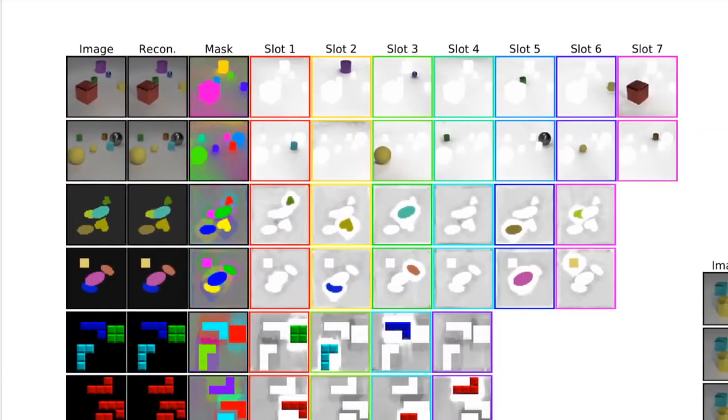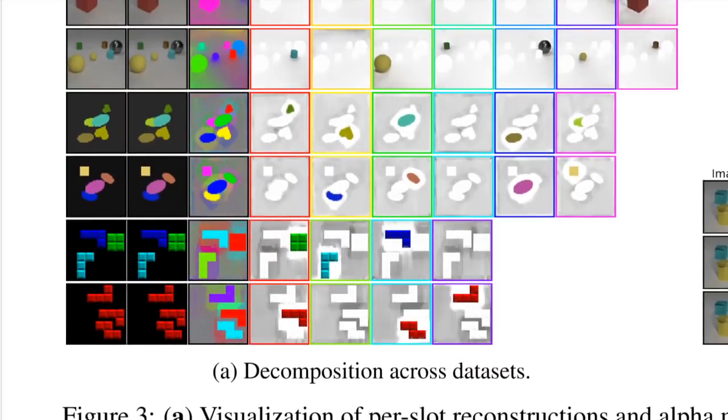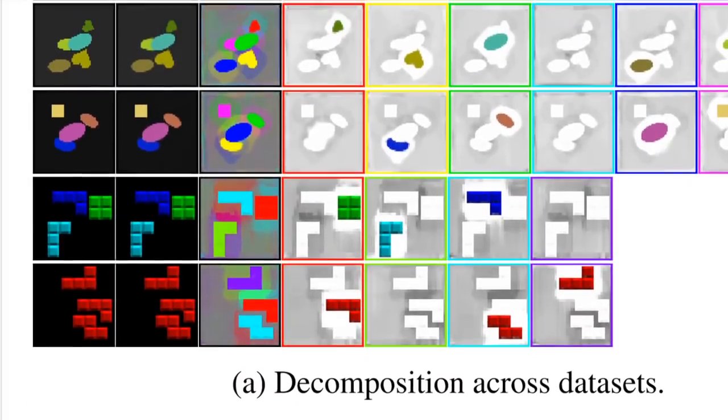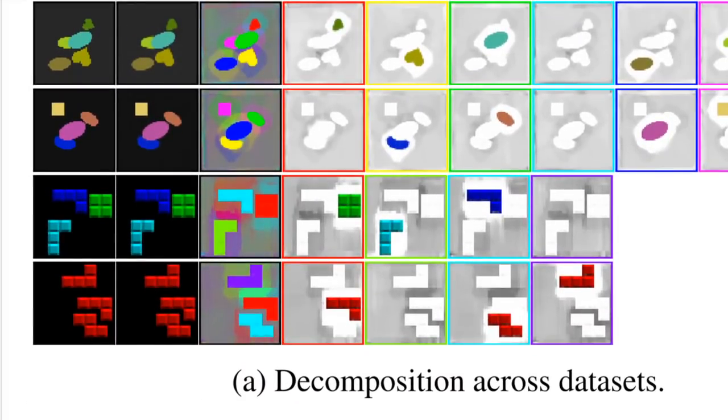Yeah. So they have these different tasks right here, for example, to segment these Tetris blocks here. And you can see the segmentations. It works pretty well. Now, why does this work so well?